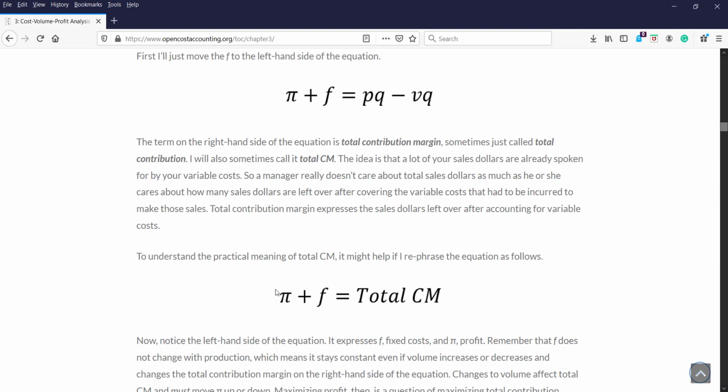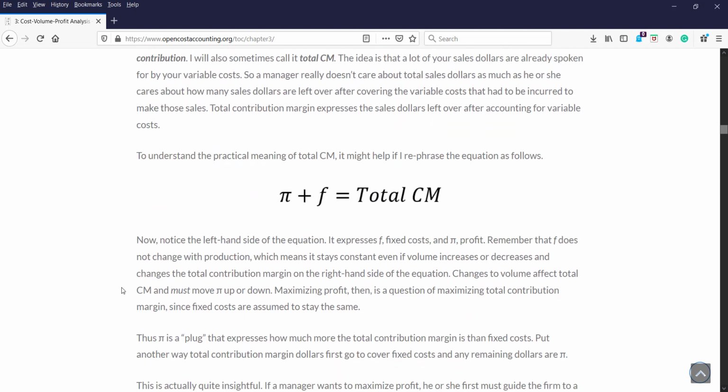And then pi, profit, becomes simply a plug that goes up or down as our total contribution margin goes up or down, either covering and then having excess of fixed costs, or it becomes a loss if we don't have enough to cover fixed costs.